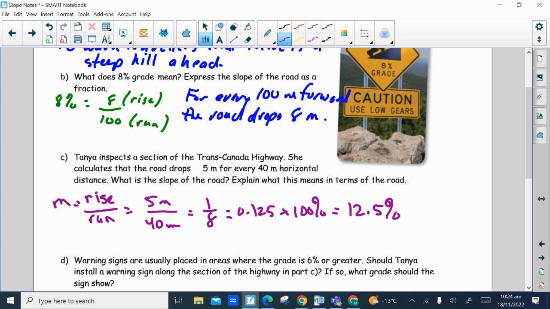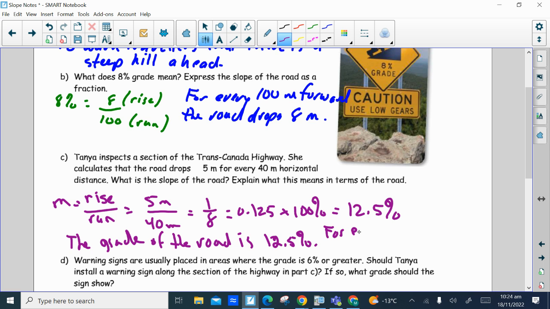So this means that the grade of the road is 12.5%. When it asks you to explain what it means, if you look at the sign above, it says 8% grade. So when you get the slope as a percent, you're getting the grade of the road. Which means that for every 100 meters going forward, the road will drop 12.5 meters. Okay? Because percent means a number out of 100.